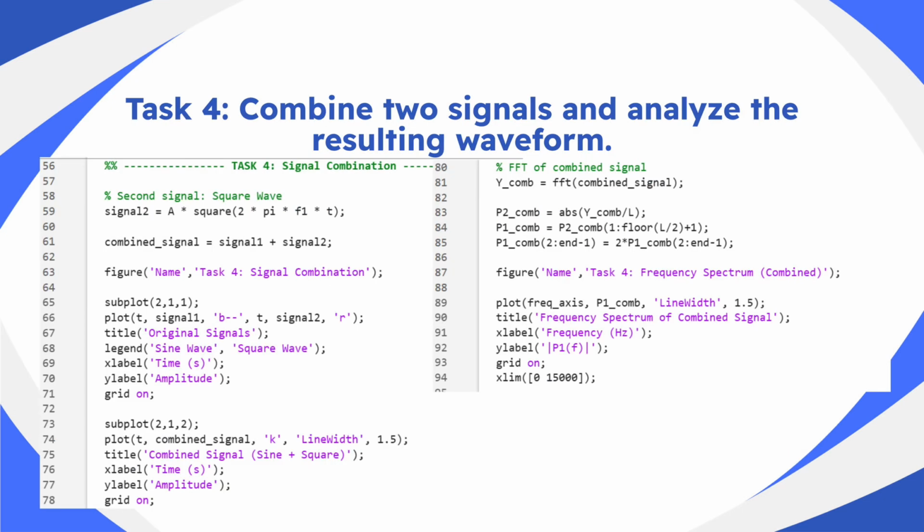Task 4, signal combination. For task 4, we combine two different signals. The first signal was the original sine wave, while the second signal was a square wave with the same frequency. The two signals were added together to form a new combined signal. After combining them, we analyze both the waveform and its frequency spectrum.